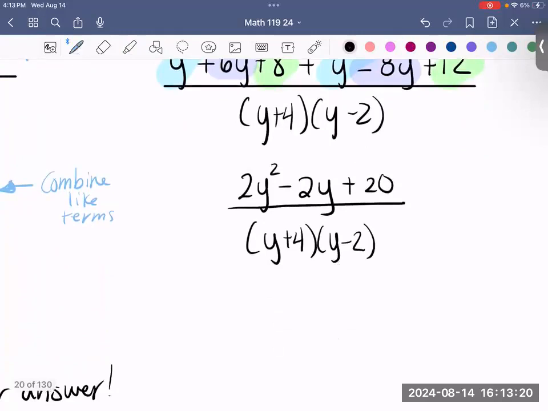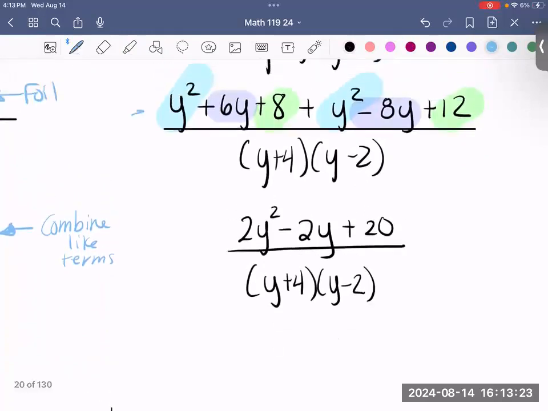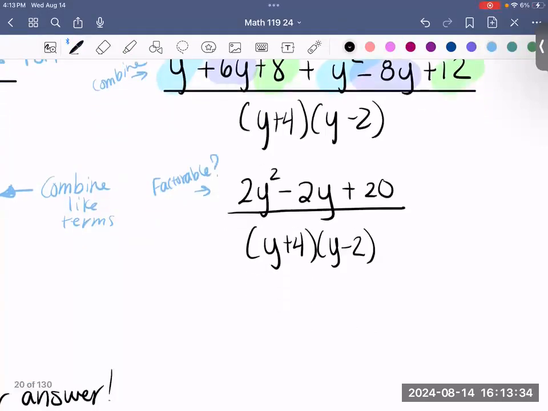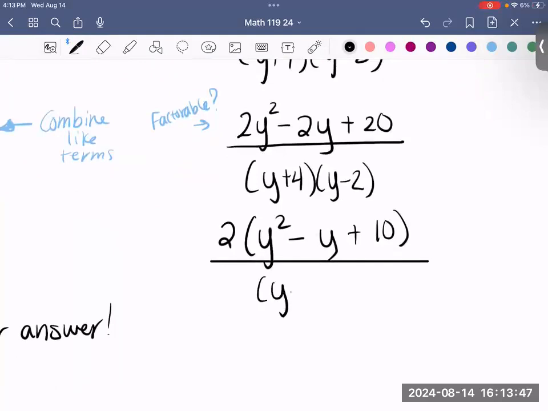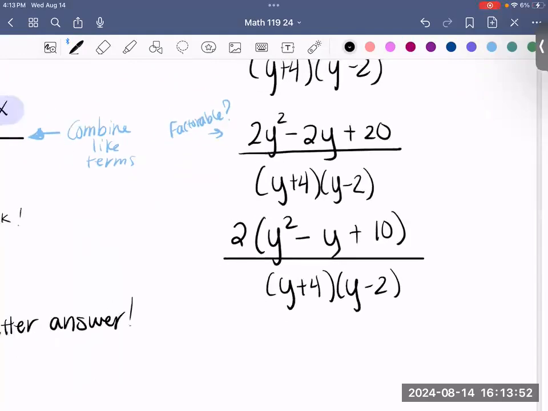Check to see if it is factorable. Is it factorable? Yes, a little bit. We have a GCF here. So taking out a 2, we get y squared minus y plus 10, which is not factorable. So we'll have to leave it there.